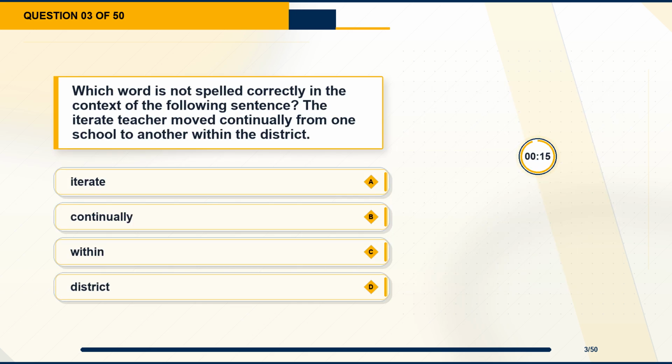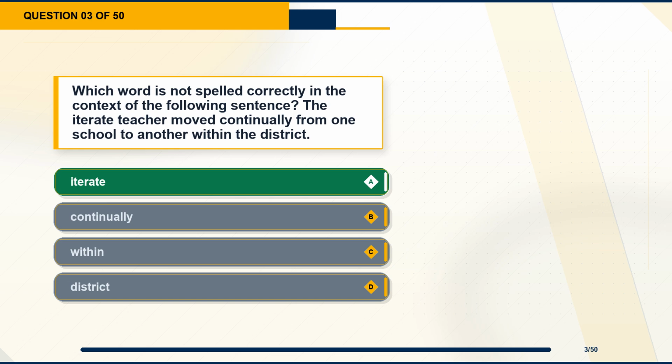Question 3. Which word is not spelled correctly in the context of the following sentence? The iterate teacher moved continually from one school to another within the district. Option A, iterate. Option B, continually. Option C, within. Option D, district.